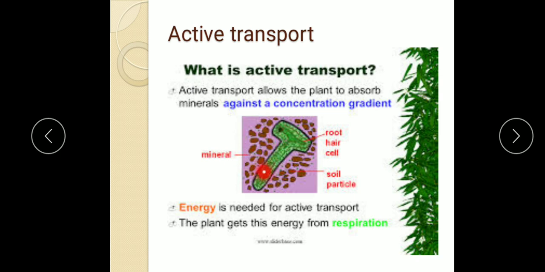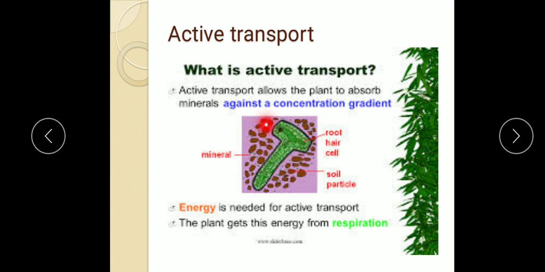So here what happens, this takes place against the concentration gradient. Already root cells have more concentration of minerals, but still minerals from soil are transported to the root hair cells. As it is against the concentration gradient, it requires energy. So energy is needed for the active transport, and plants get this energy from respiration, that is the ATP, adenosine triphosphate. Energy pockets are required by the plant cell.